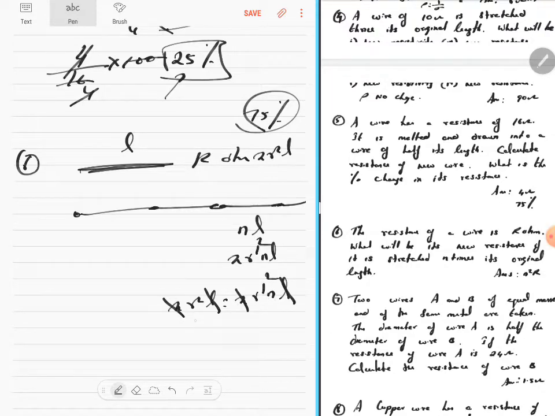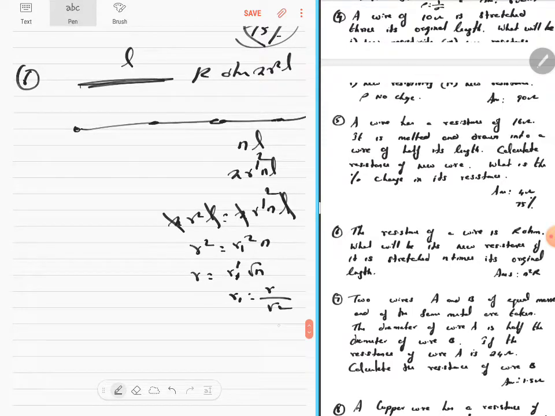So you get R square is equal to R dash square into n. R is equal to R dash into root n. This R dash therefore is R by root n. Okay, so that's a radius relationship. Let's find the new resistance.